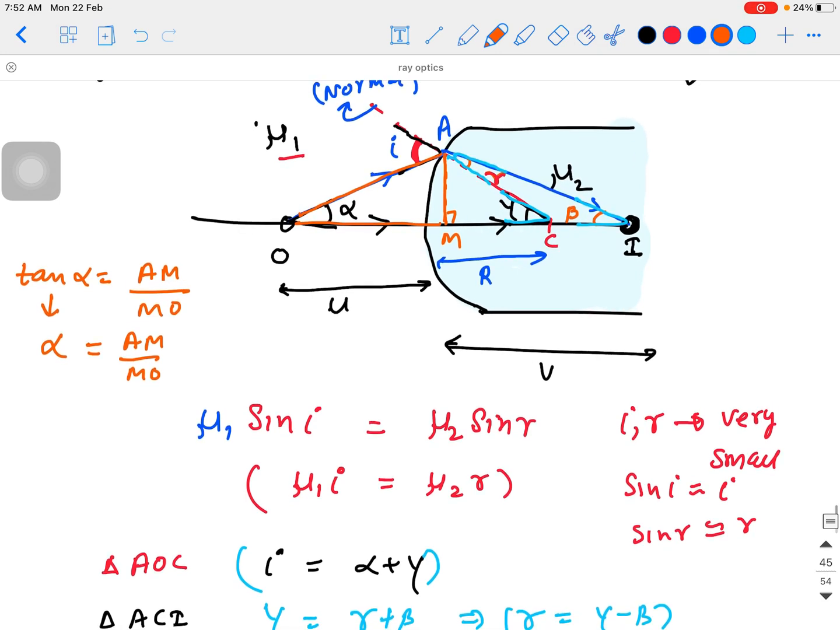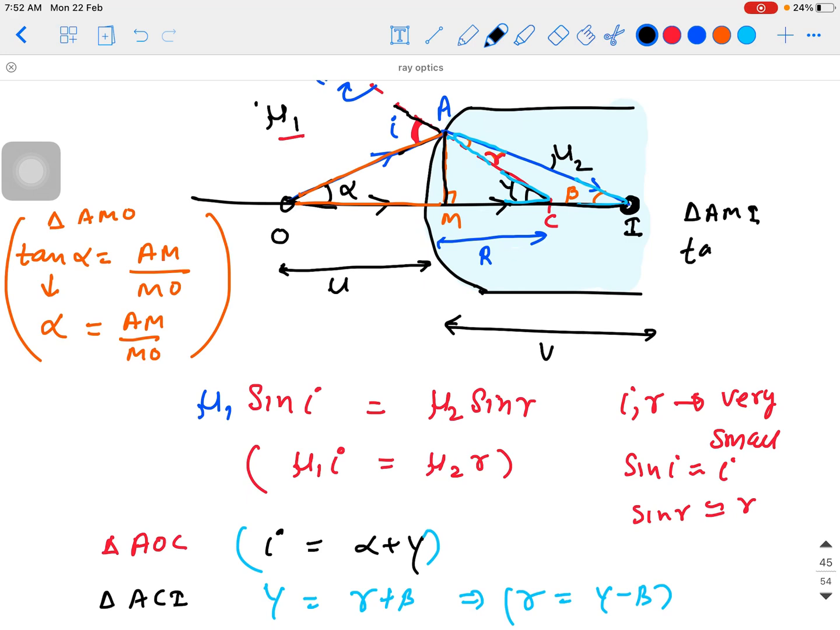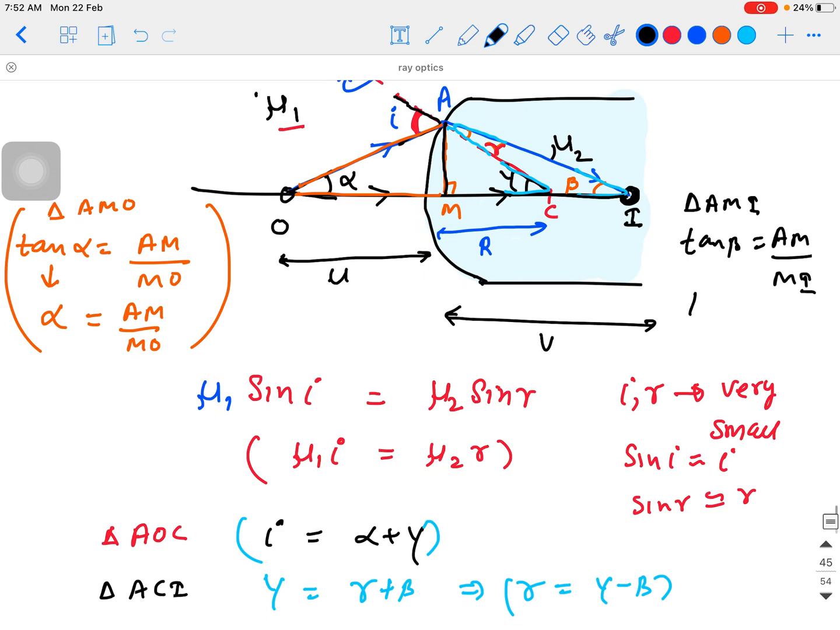Similarly, in another triangle, triangle AMI, this triangle AM and this is I here. If I write tan beta, I will write beta equals AM divided by MI. Or from here, beta will be equal to AM divided by MI, because the angle is small.